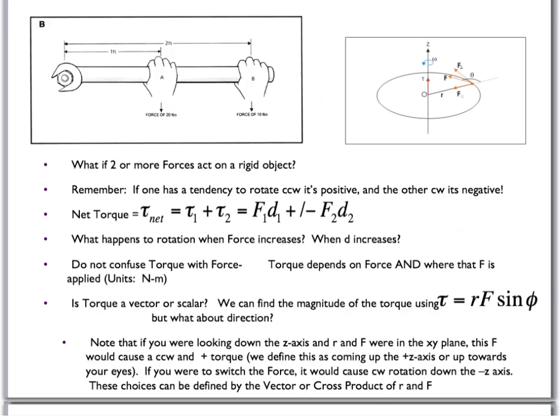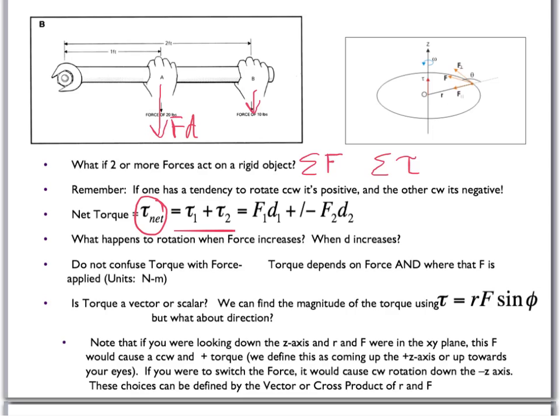Now, what happens if two or more forces are acting on an object? We can see in this case that we have person A pulling on this wrench and person B pulling. They're pulling with different forces at different distances away, so they have different F values and lever arm values. But just like we can sum up all the forces acting on an object or system, we can also sum up all of the torques. So notice that net torque can really just be a sum of all the torques acting on the system.